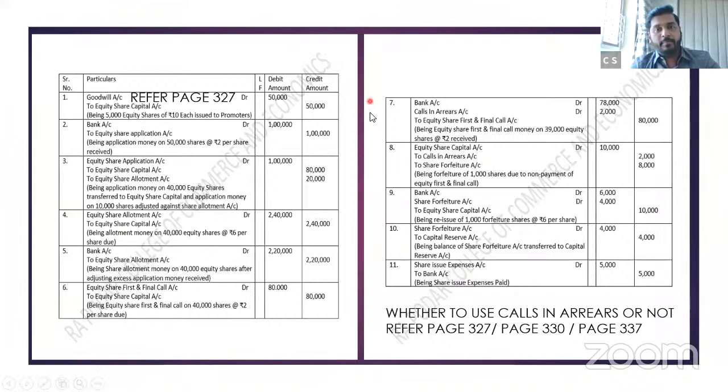Look at page number 327 of the board book, page 330, and page 337. All will have entries where the calls in arrear account is used. So don't say that this particular method is correct and that one is wrong. Both methods are correct, and the board gives credit to both ways, whether you use calls in arrear or you don't.